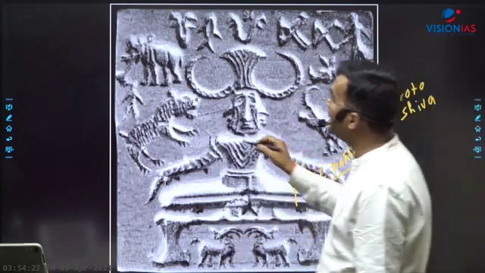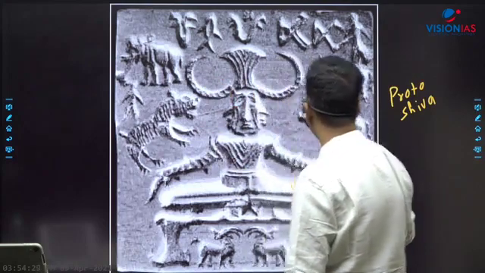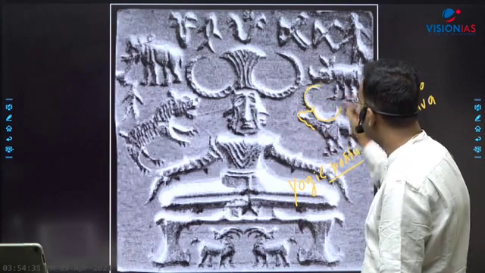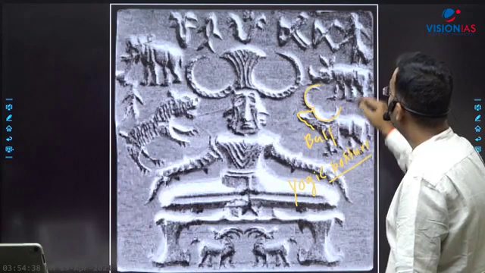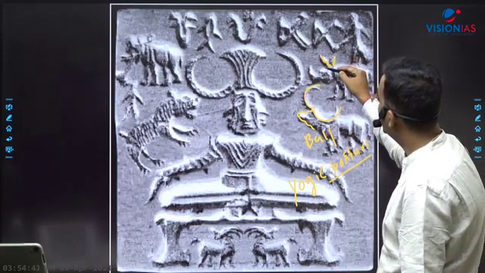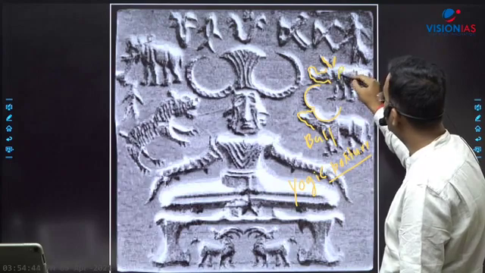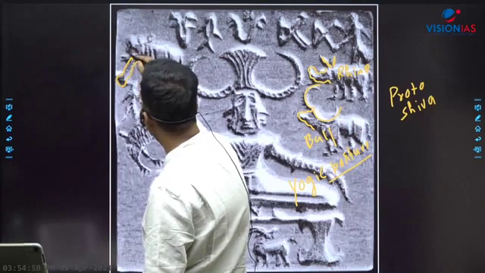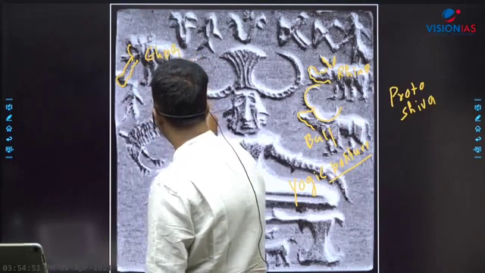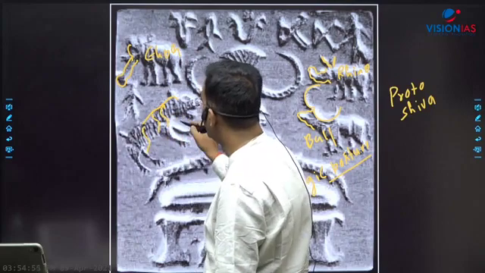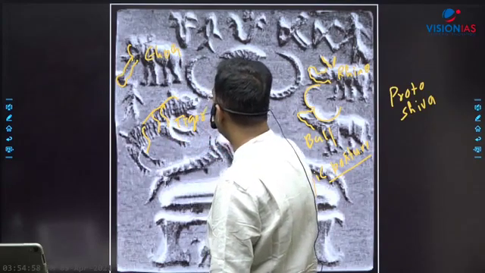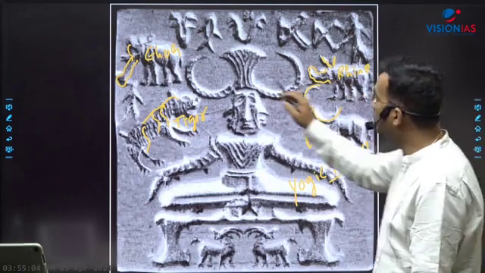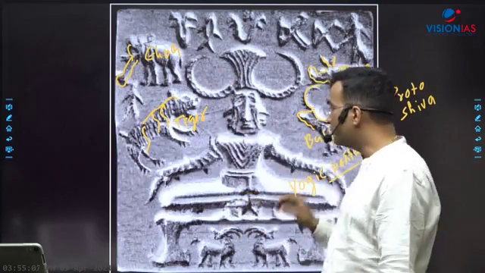Moreover, you can see that many animals are surrounding this person. For example, this animal over here has two horns. It seems like the bull. Then you can see that a small horn is there on this animal, so it looks like the rhino. Then this animal has a large trunk, so it looks like the elephant. And then there are stripes on this animal, so this is the tiger. So four animals are very clearly visible in this one: elephant, rhino, bull, tiger.